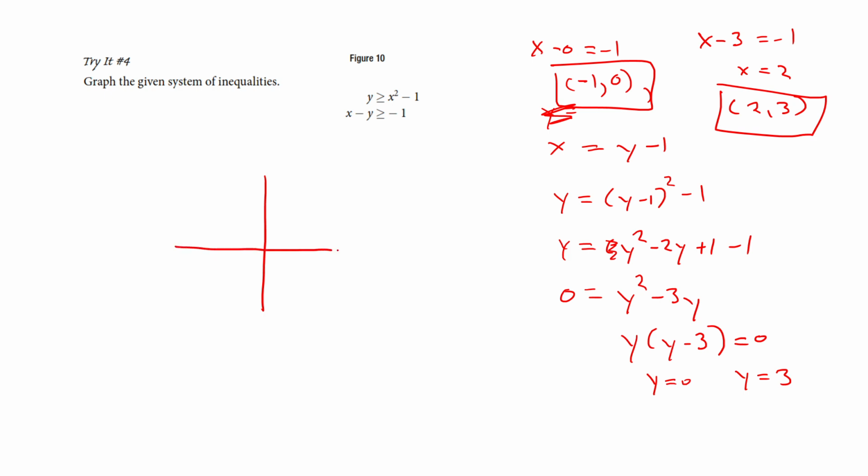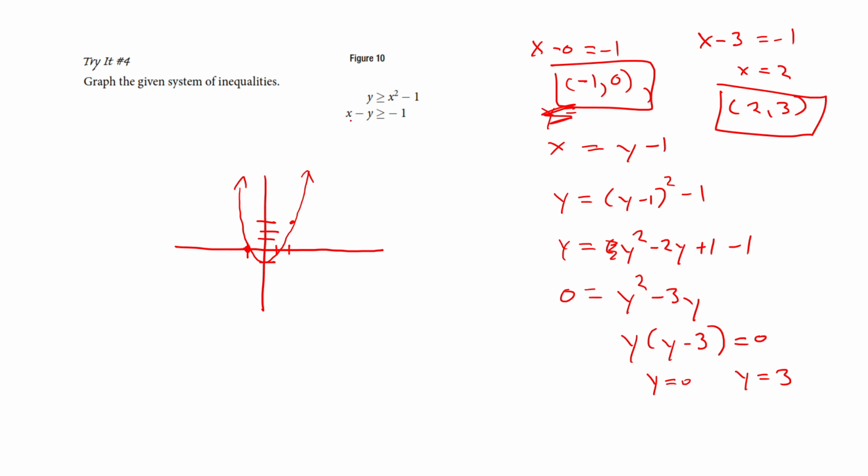Now, I don't have a pretty graph here for this, but let's mark those points. So negative 1, 0 and 2, 3. Okay, so I've got those 2 points. My parabola here is just a normal parabola down 1. So it just shifted down 1. If you don't remember all those, check that old stuff out here. And it's going to be doing something like this.